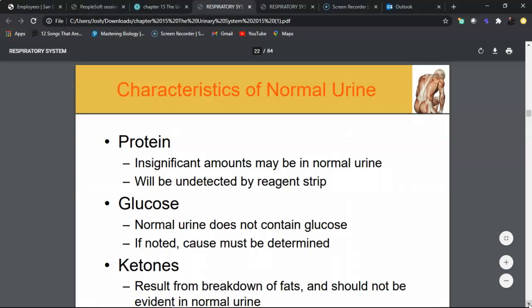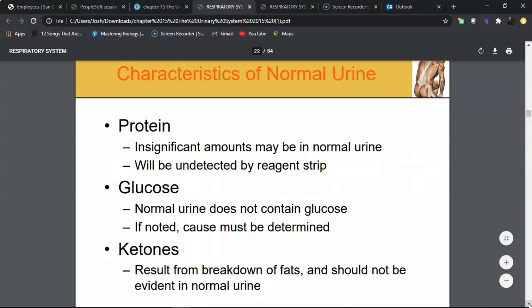And there's some other things that we check for in the urine too. One of the first things is protein. We can have very microscopic or trace amounts of protein in the urine, but when we do the reagent dipstick or strip in the urine, generally it shouldn't turn colors. If we start noticing that there's protein in the urine, then that can indicate either infection or some sort of disease process with the kidneys.